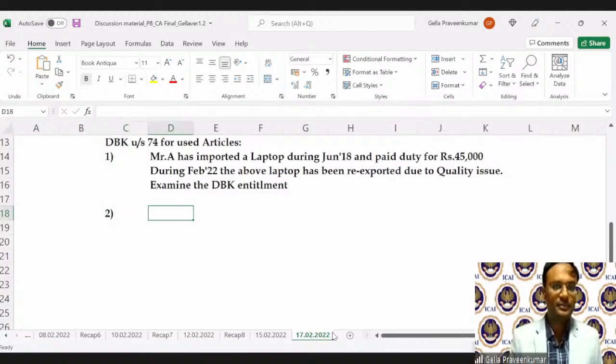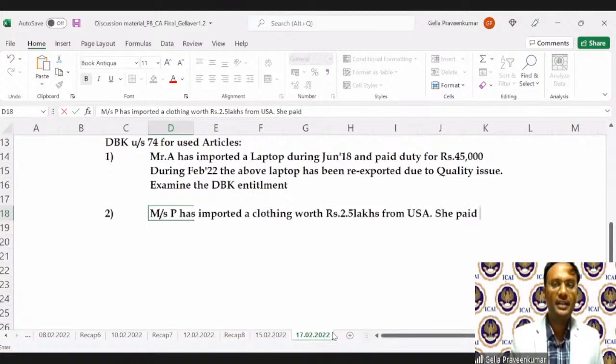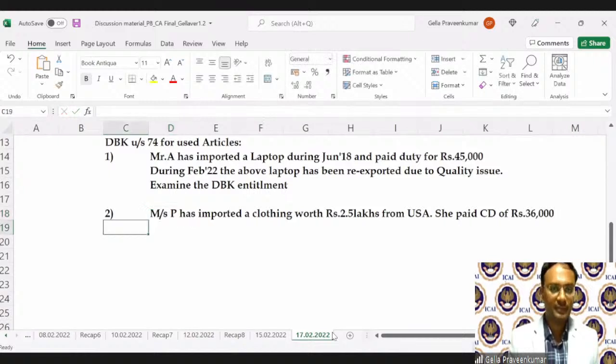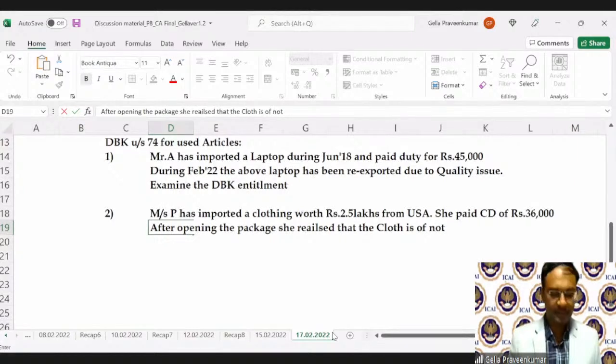Second question. Mrs. T has imported clothing worth rupees 2.5 lakhs from USA. She paid customs duty of rupees 45,000, say on 2.5 lakh, assuming 36,000. After opening the package, she realized that the cloth is not of the desired pattern and she sent it back.